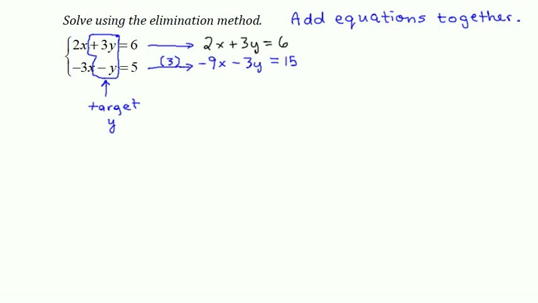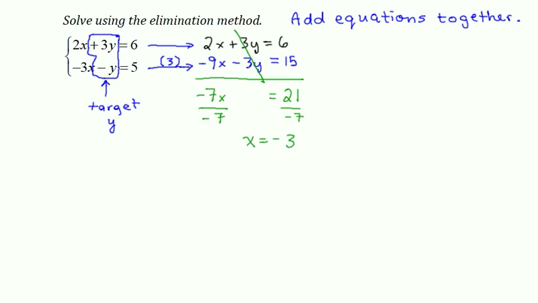And now I'm ready to add these together. And we can now see, when I add these together, 2x minus 9x gets me negative 7x. 3y minus 3y, these drop out entirely, and 6 plus 15 is positive 21. Now I have a very simple equation in x, which I can solve by just dividing both sides by negative 7 to get x equals negative 3.